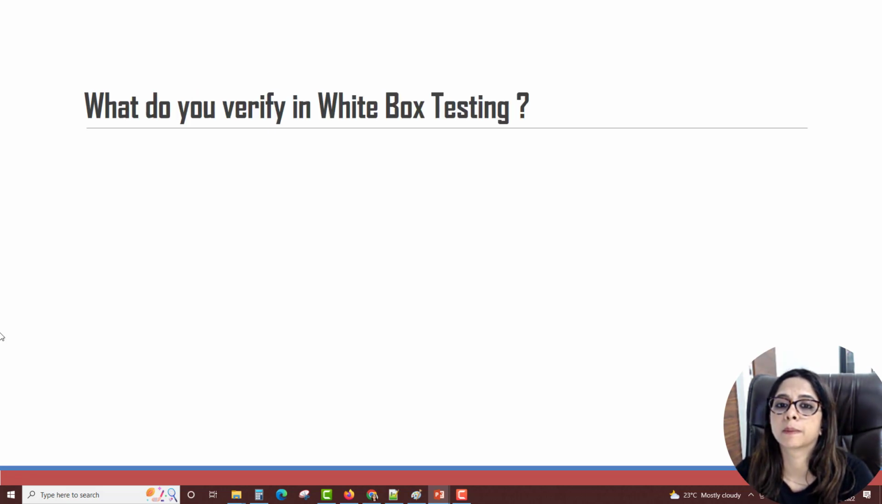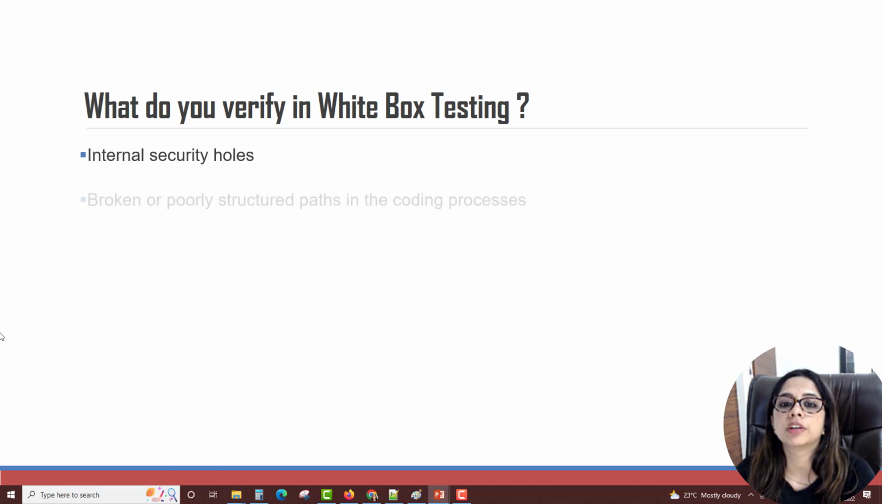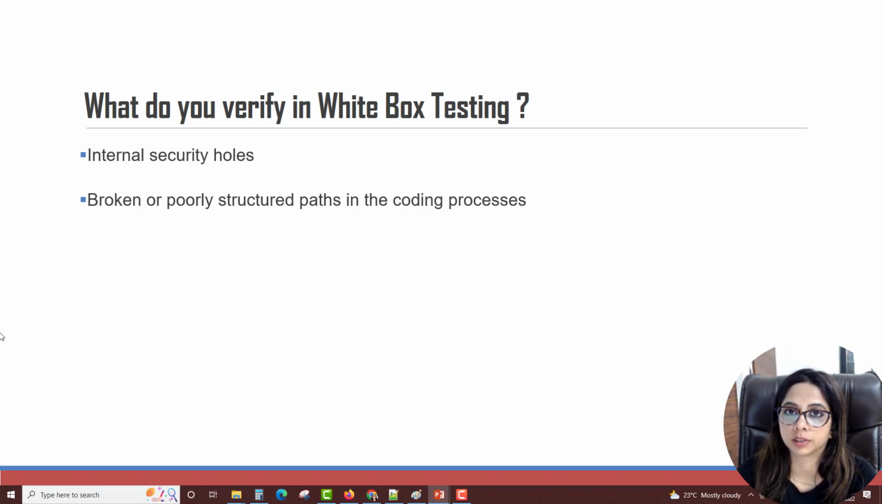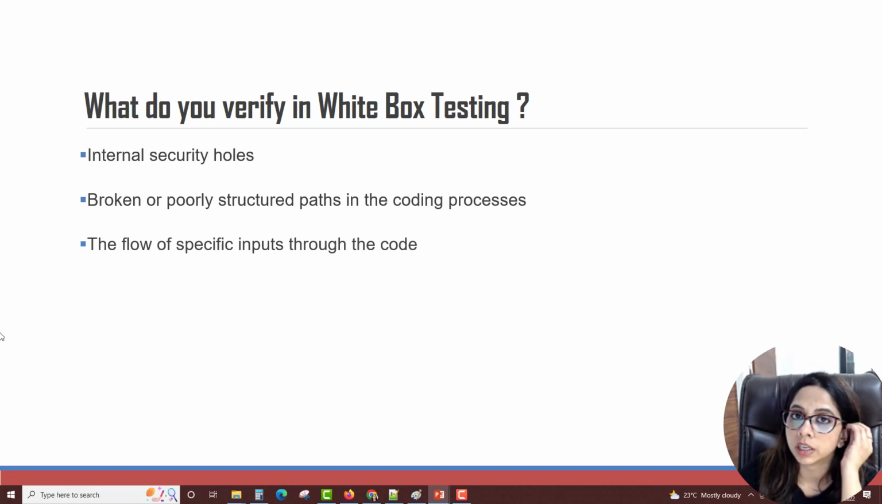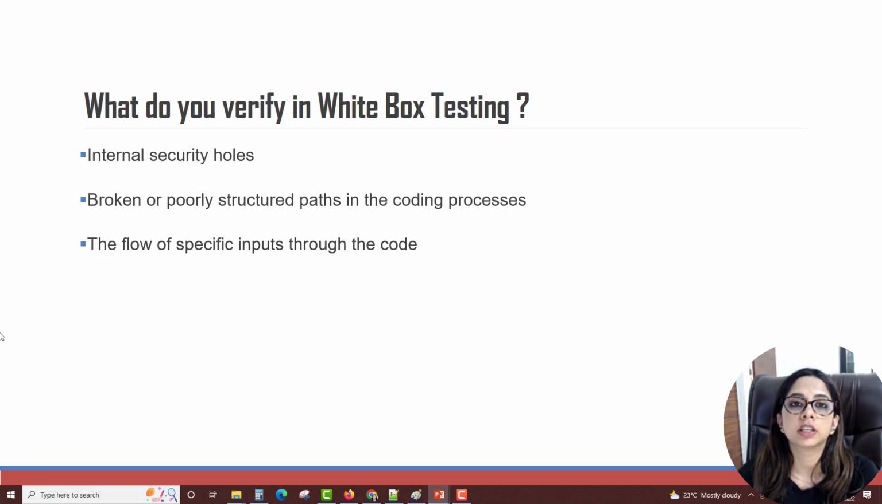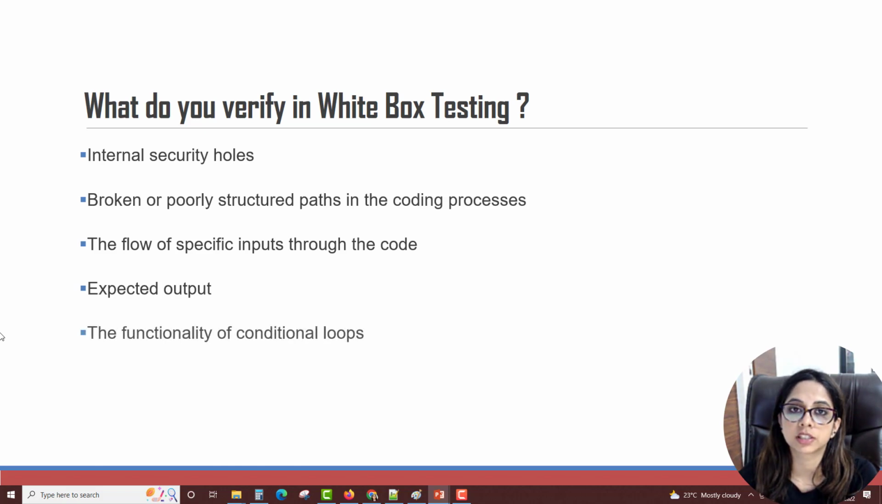Moving forward, what do we actually verify? We verify security loopholes as a white box tester. We verify poorly structured paths, so the navigation and the path in the code is tested by white box testers. We also verify specific inputs through the code. If there is a certain input, what output will we get? The logic is also tested, and of course what the expected outputs are for certain inputs.